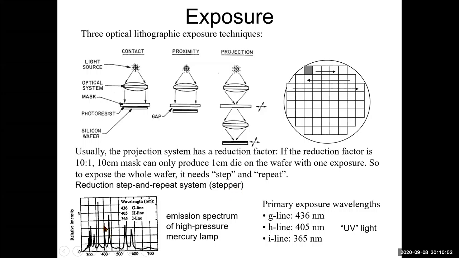This bottom figure shows the emission spectrum of a high pressure mercury lamp. That's actually the light source we use. Some primary wavelengths include G line, 436 nanometer, this line is G line; H line, 405 nanometer, this one; and the I line, 365 nanometer. These wavelengths are all called UV light, ultraviolet.